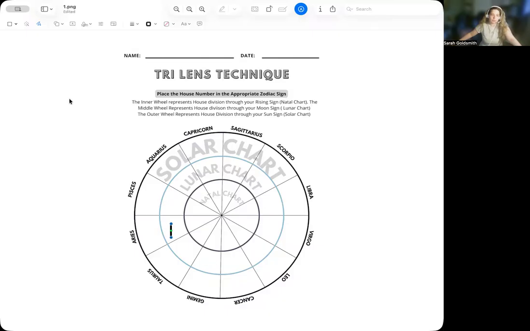And three charts, you might be like, what the heck? What does that mean? I call it the tri-lens technique, where you are essentially having your solar, lunar, and natal chart all in one place. So I'm going to show you basically how to create it. I'm going to do that right now with mine.